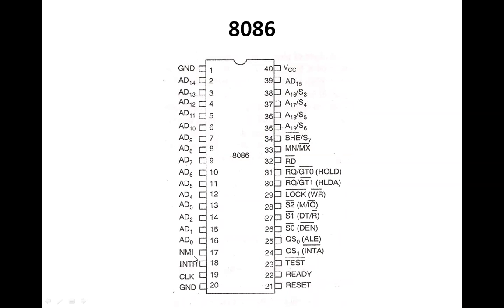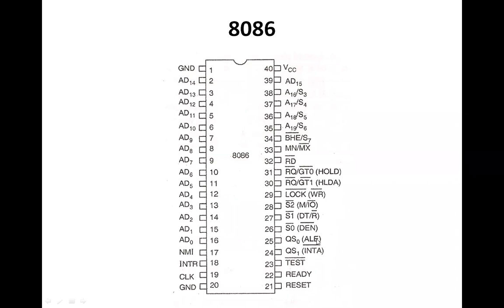NMI stands for non-maskable interrupt. INTR stands for interrupt signal. This is for the clock. This is for the ground. Pin 21 is for the reset, ready, and this is used for the test. Pin number 24 and 25 are again a kind of status signal, which are QS0 and QS1, and pin number 25 also works as ALE, and pin number 24 also works as INTA.